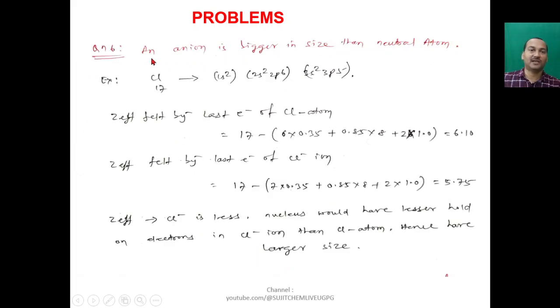Similarly, you can also explain why an anion is bigger in size than the neutral atom. Suppose chlorine, atomic number 17. You can write the electronic configuration and group them like this. So the Z effective held by the chlorine atom is found to be 6.10 and the Z effective held by the Cl minus ion is 5.75. So Z effective for the Cl minus ion is less. So the nucleus has a lesser hold on the electrons in the Cl minus ion than in the chlorine atom, hence it is larger in size.